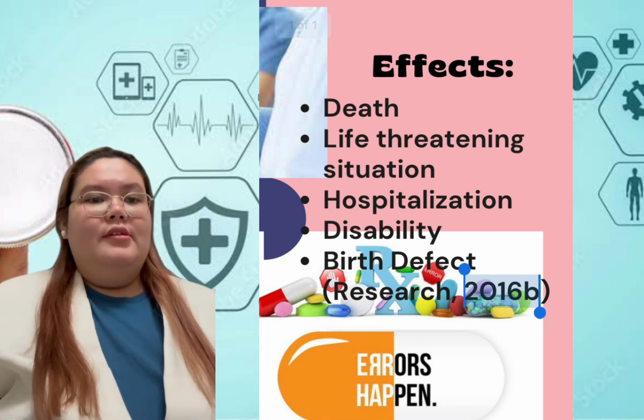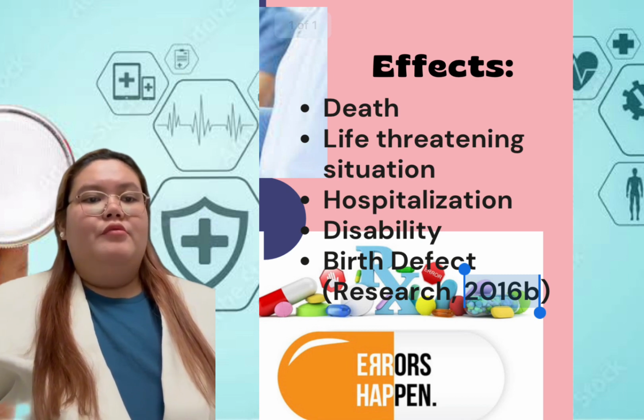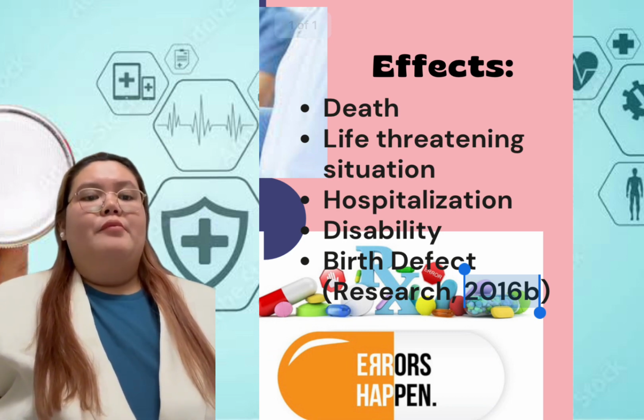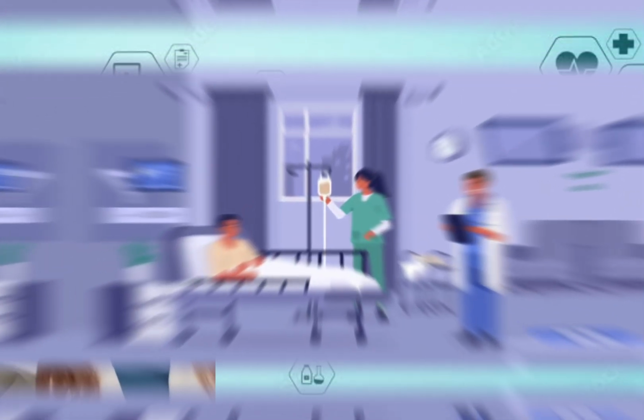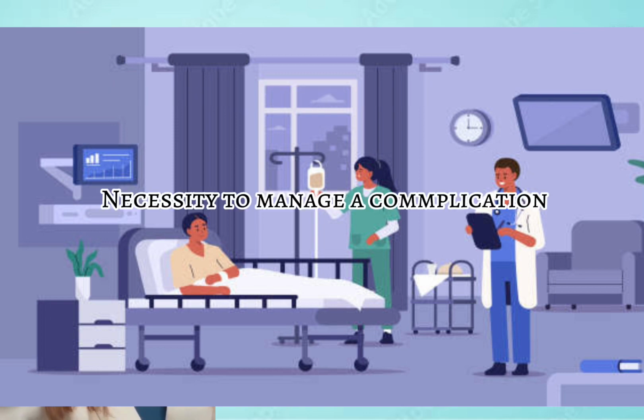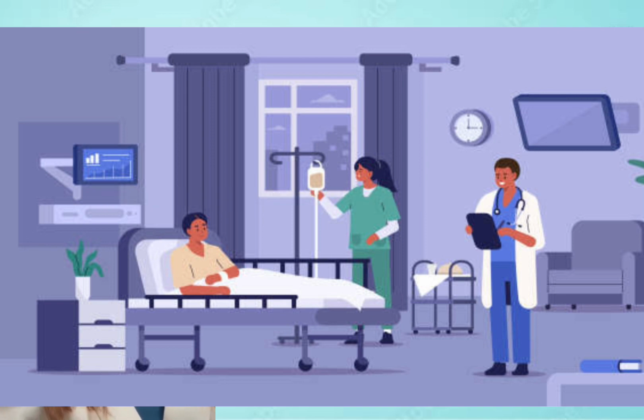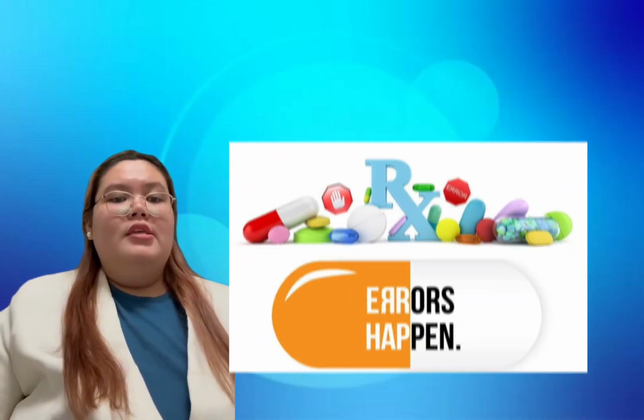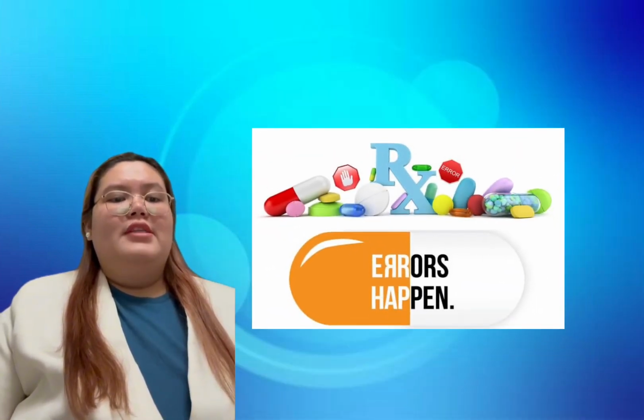For instance, taking the wrong prescription or dose could result in neurologic impairment, organ damage, or other problems that leave a person permanently disabled. Hospitalization may be required because of medication errors for several reasons, such as the necessity to manage a complication, handle an adverse response, or offer immediate medical attention to lessen the impact of the error. In the most severe cases, medication error can lead to patient fatality.